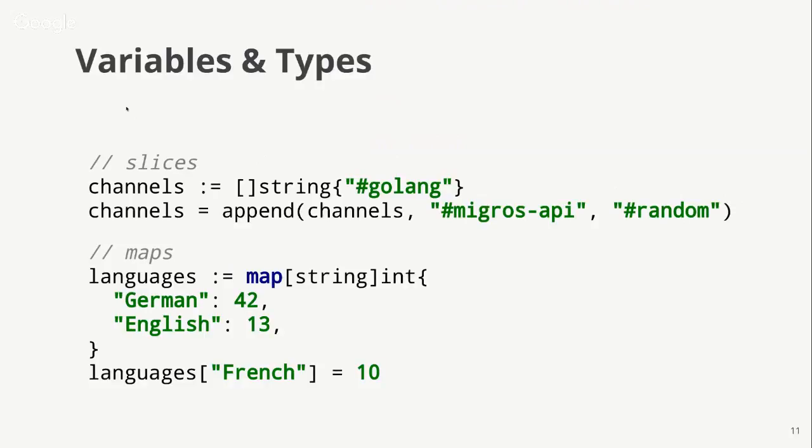Then you have maps. Maps are, as you might guess, key value stores. You can say what type the key has, in this case a string, and what type the value has, in this case an integer. So you can assign values to it, and you can also later on add values or obviously read them as well.